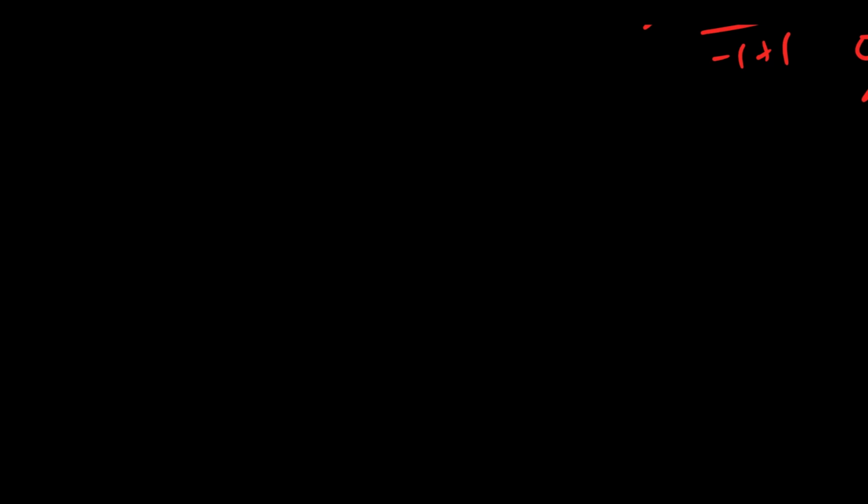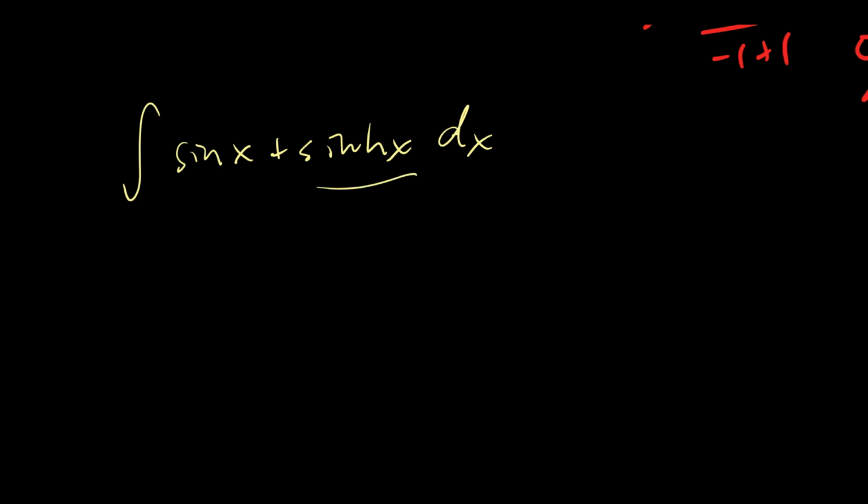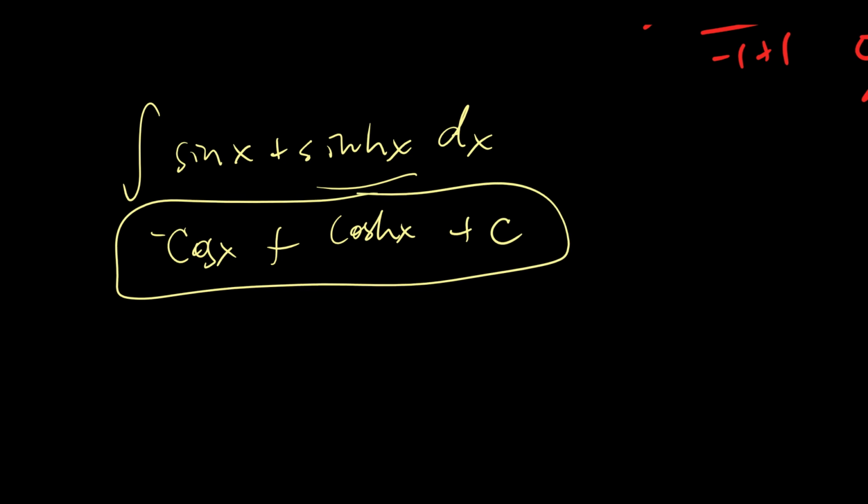And then you might also see something like the integral of sine x plus hyperbolic sine of x. And so you just use your antiderivative properties here, okay? This one here is hyperbolic cosine of x. This one here is negative cosine of x plus x, and then plus c, right?